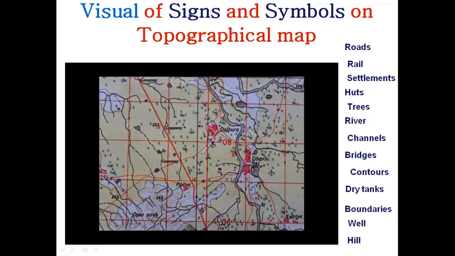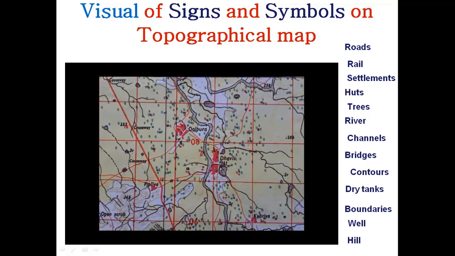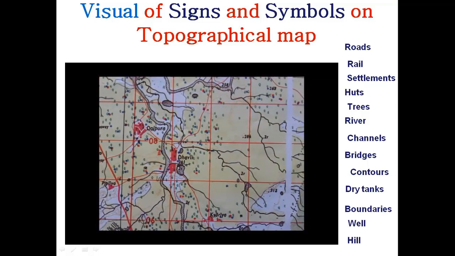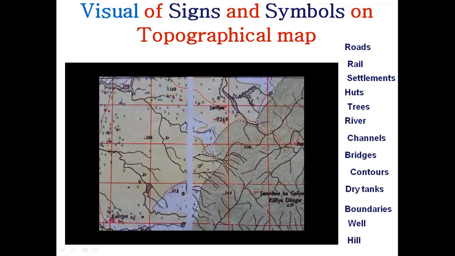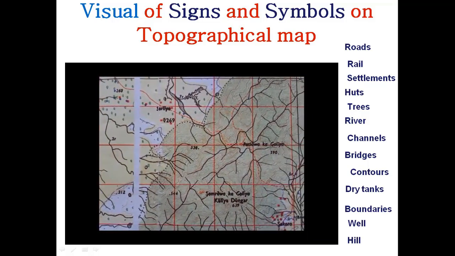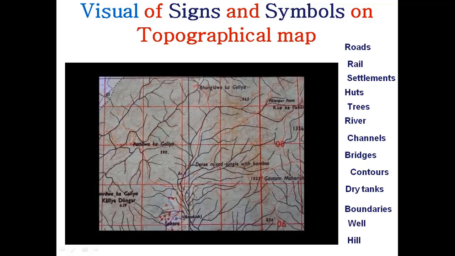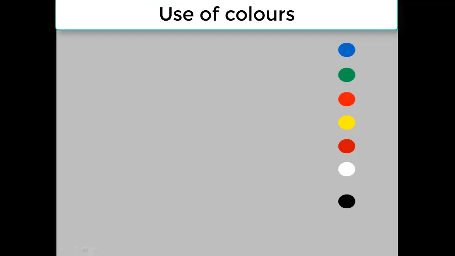As you can see, some of the features are listed: roads, rails, bridges, settlements, dry tank, and boundaries. Now, all these signs and symbols on topographical maps are man-made and natural. The use of color on a topographical map.